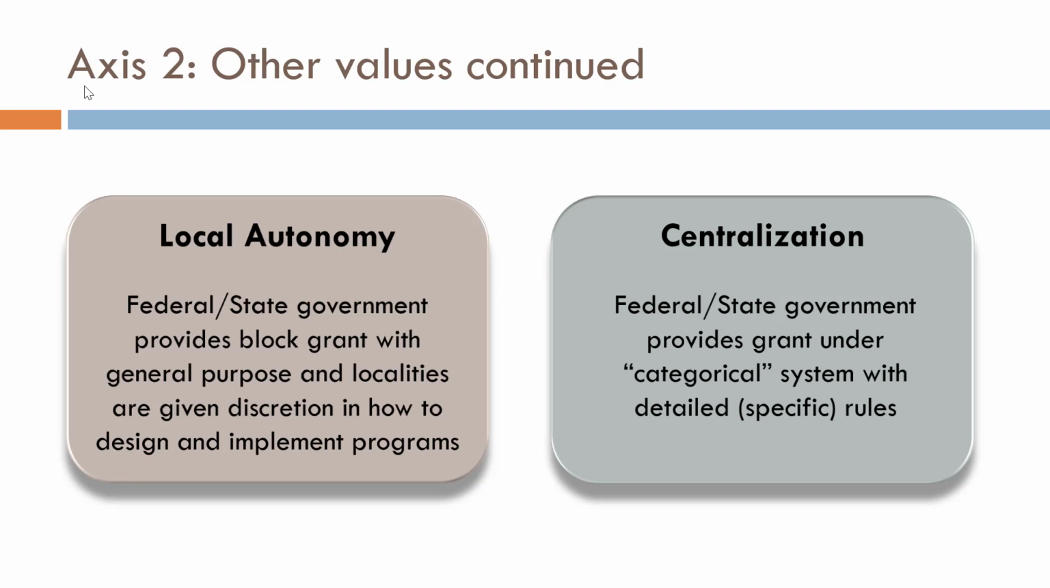It tells them exactly what they need to spend it on, versus local autonomy, which is, like I said, the states get to decide, or the localities get to decide how they want to spend that money. So those are the four continuums, if you will, of values that Gilbert and Terrell go over. And for the purposes of this video, everything on the left was more conservative approaches, and everything on the right is more progressive.